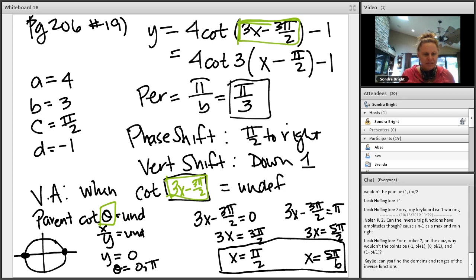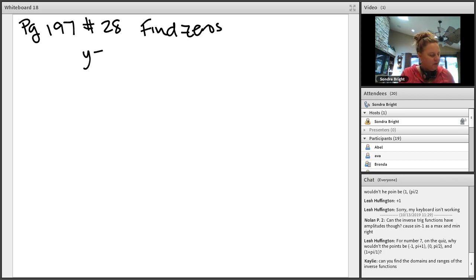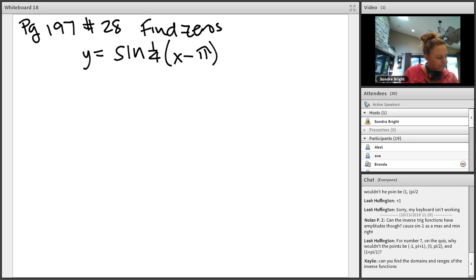For finding the zeros. Okay. So none of the other stuff I'm going to assume. Just want to find the zeros of y equals sine of (1/4 x minus pi). All right, so finding the zeros is when this guy is 0. I really would rather do 26. It's more interesting, but whatever. All right, so you got that.